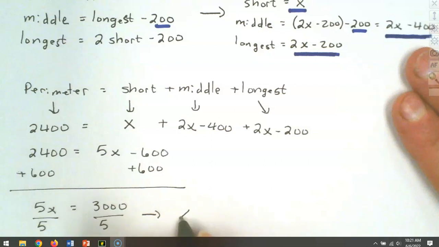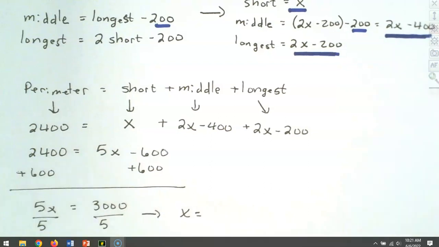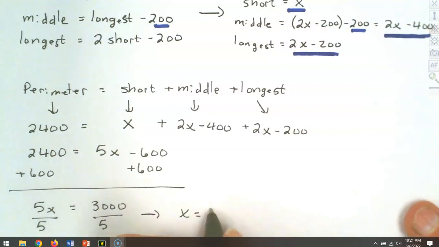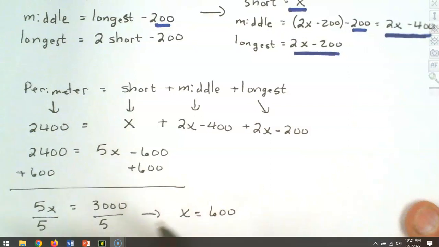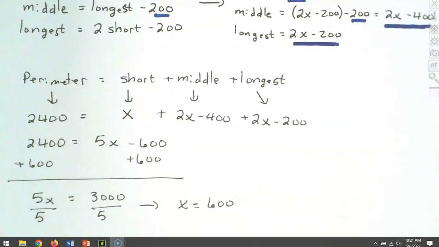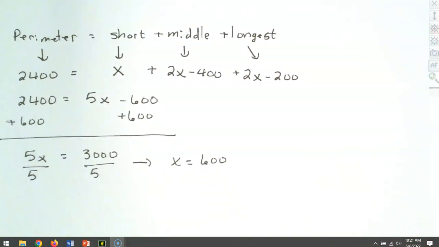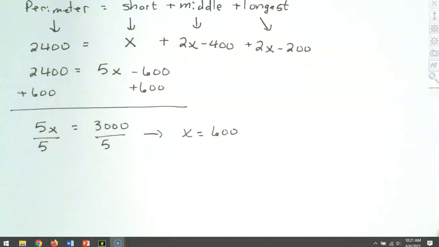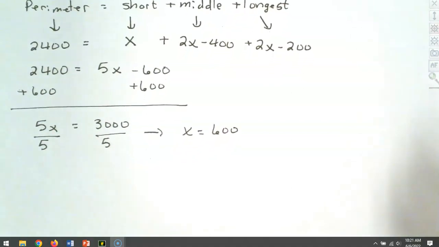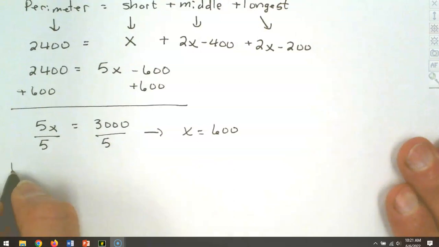And that gives us now x equaling 3,000. Divide that by 5. It should come out to be 600. Okay, but this is not our final answer. Right? We're not done yet because we want all 3 sides.